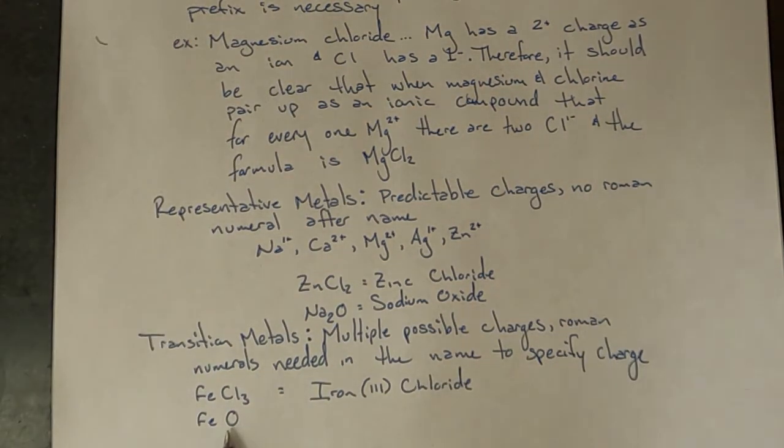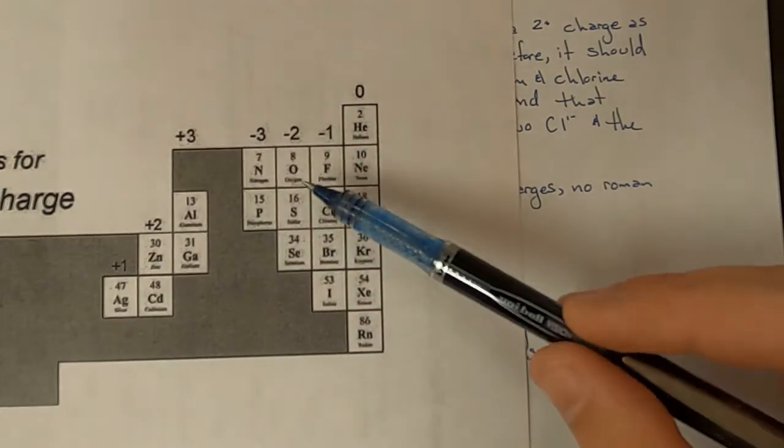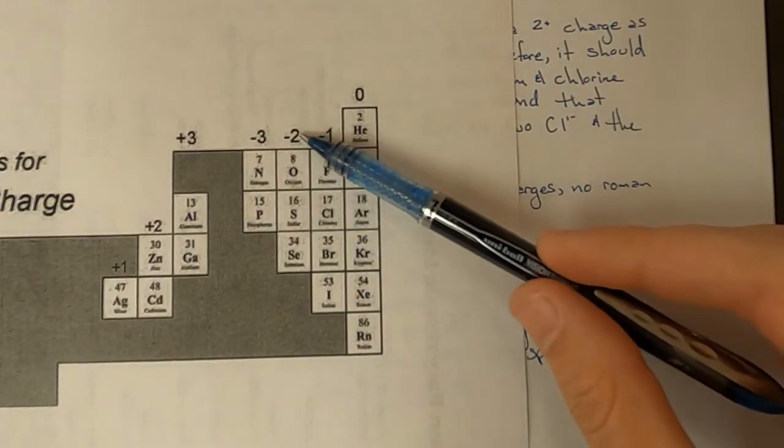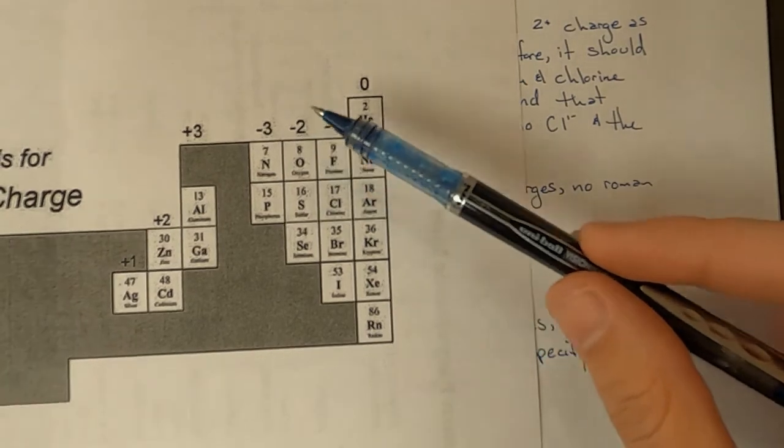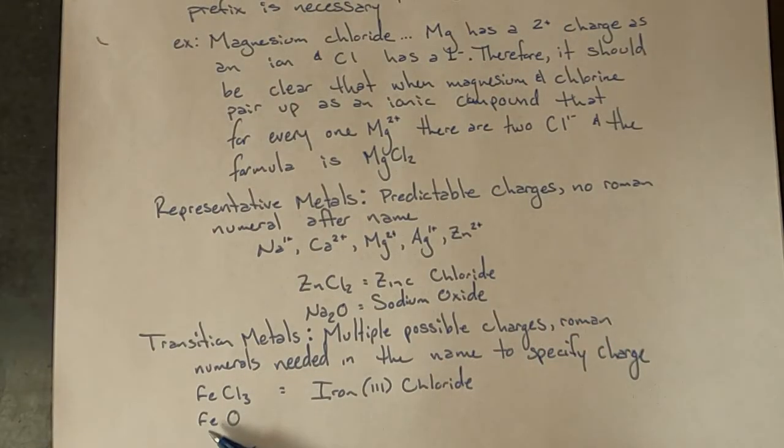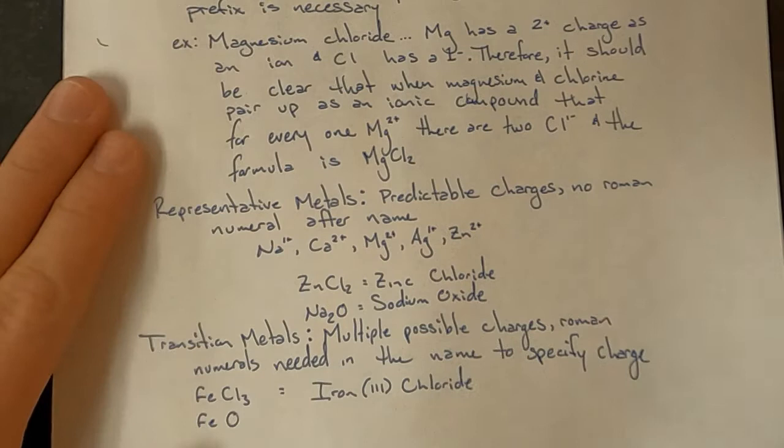In this case, we look to the oxygen, what its charge is, knowing that the iron would have to have an opposite charge. So with oxygen having a 2- charge, the iron in this case, to balance it out, would have to have a 2+ charge.